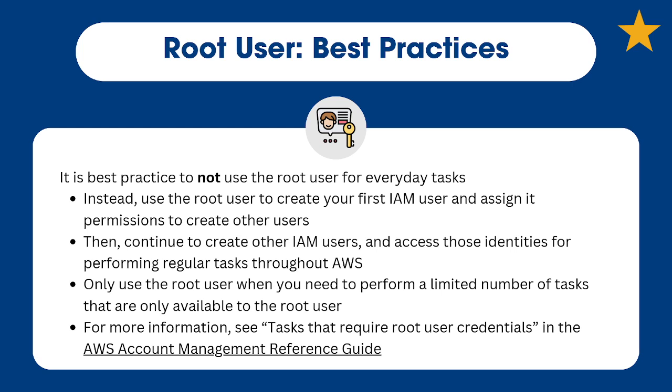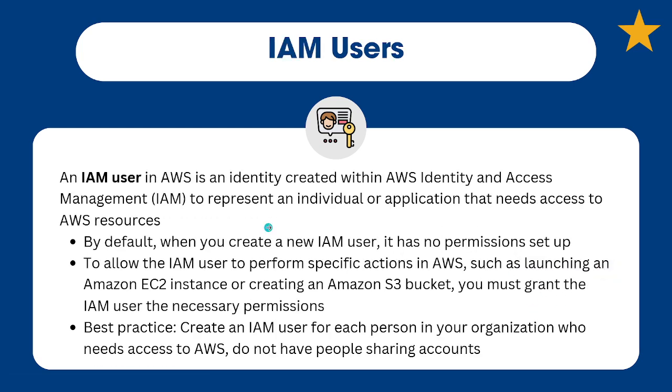So instead, use the root user to create your first IAM user and assign it permissions to create other users. Then continue to create other IAM users and access those identities for performing regular tasks throughout AWS. Only use the root user when you need to perform a limited number of tasks, again, such as adding new users, right? Chicken before the egg. You can't add an IAM user unless you first log in as the root user. From there, of course, you can just exclusively use your IAM user. For more information on those tasks that require root user credentials, you can check out this guide. Not required though.